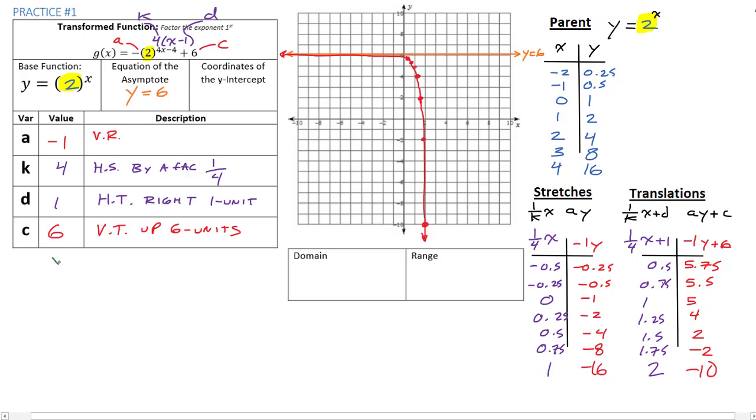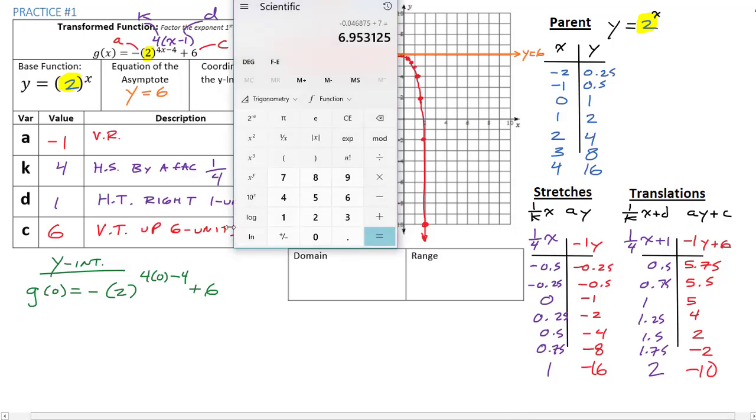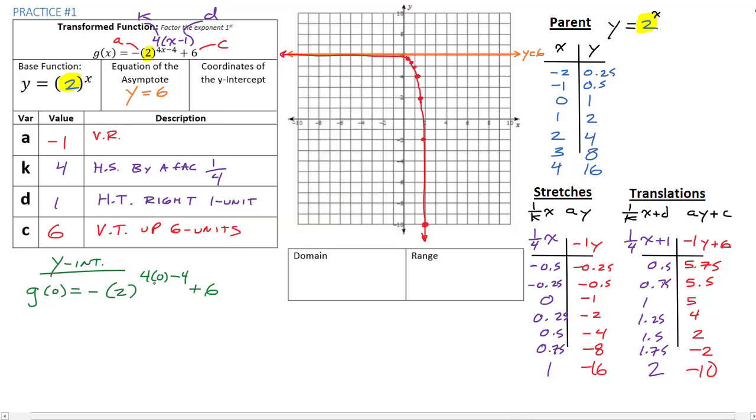I'll just write that down here. My y-intercept, set x equal to 0, right? So take your equation and substitute 0 in. So negative times 2 to the power of 4 times 0, which is 0, minus 4, plus 6 there. And let's just get our calculator up, right? So again, this is going to be 0 right here. So it's just going to be negative, you've got to do the 2 to the power of -4 first, and then add 6 to it.